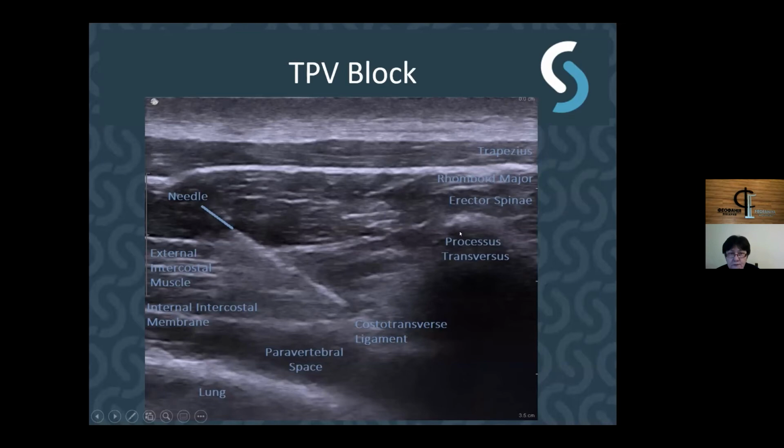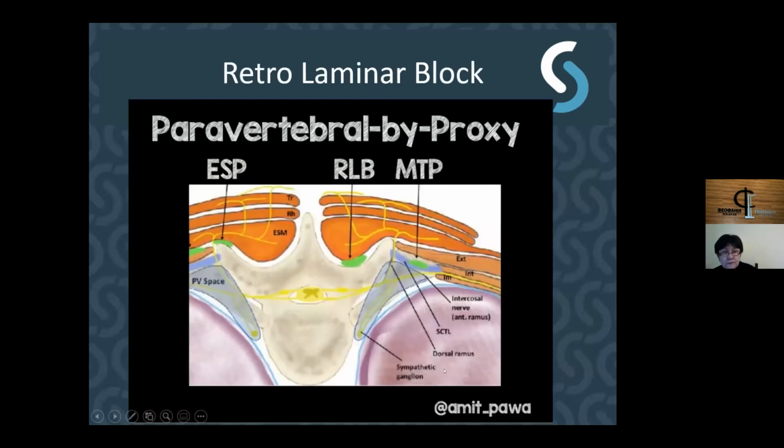You have your transverse process, and then as you go through, this is our lung with pleura. We see our paravertebral space here and our costotransverse ligament. Once you pop through there, you do feel a noticeable click or a change in resistance. And then as you insert it, we see your pleura being pushed away. Won't go into further detail.